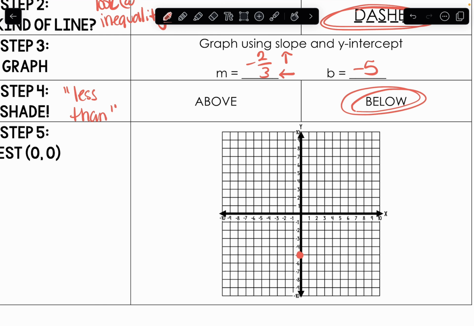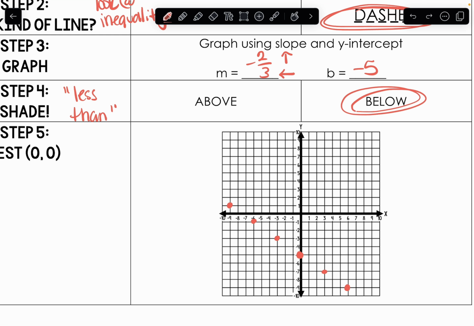We're going to go up 2 boxes, left 3, end up at -3, -3, then -6, -1, -9, +1. Then you go the other way: 3, -7, 6, -9.